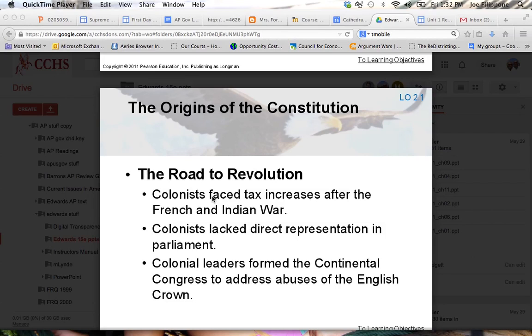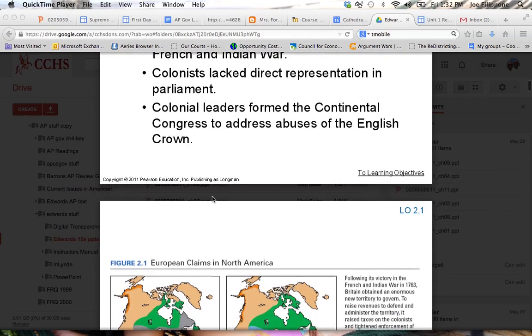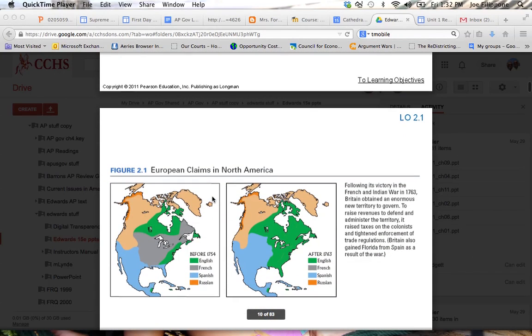The colonists faced taxes after the French and Indian War, and they didn't like that because they didn't have any representation in English Parliament. So they said, taxation without representation. That was like their clear motto back then. So leaders formed what they called the Continental Congress to address the abuses of the English Crown. The English Crown really didn't listen. They taxed, and then they repealed the tax, and then they would tax again, repeal the tax. And the colonists weren't very happy about it because they had to pay a lot of money.